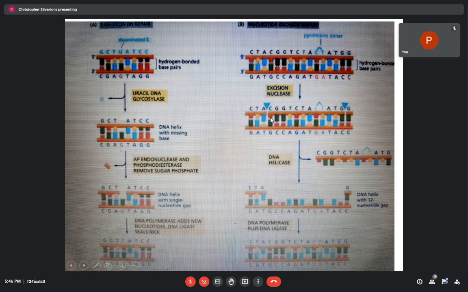Remember the DNA replication? It will open up the DNA. So the DNA will be removed when the DNA helicase acts on the DNA strand by cutting the hydrogen bond. Okay? By cutting the hydrogen bond.